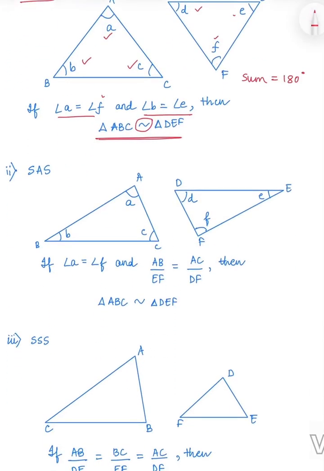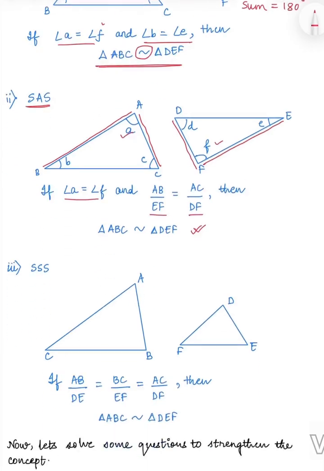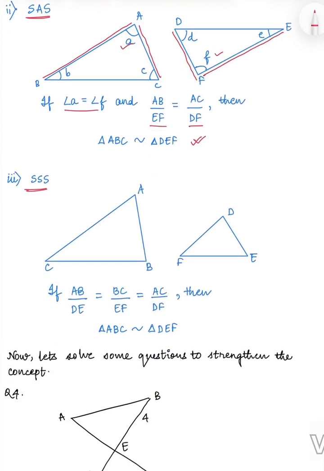The second property is SAS. So that is side, angle, side. So over here it is given that A is equal to F, right? And this particular side AB by EF, they are proportional to AC by DF. So basically we have two sides which are proportional and one angle which is equal. So they are similar to each other. And the third property is SSS. So over here we have all the three sides, they are proportional to each other. And this is the property which says that two triangles are similar.